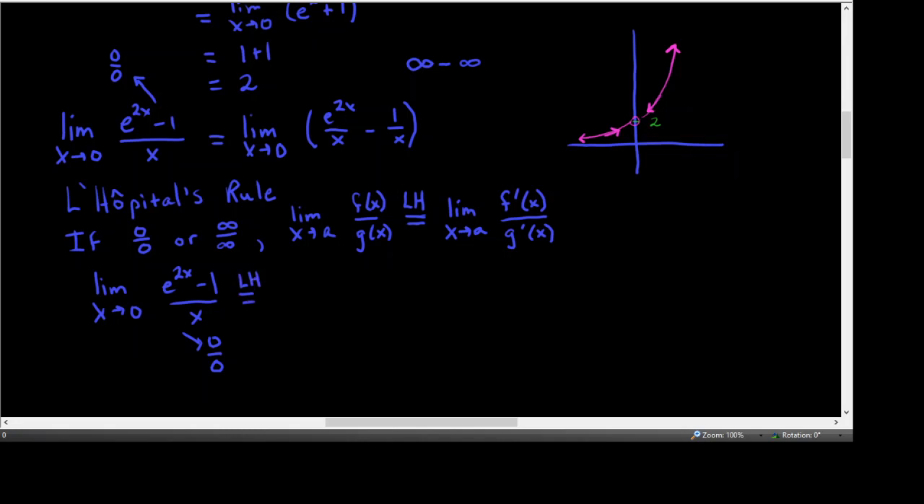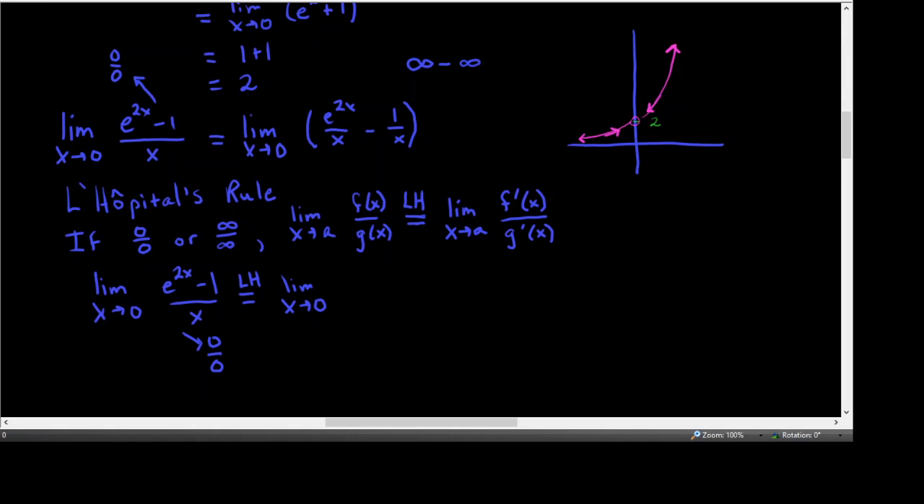So by L'Hopital's rule, this limit as x approaches 0 will now take the quotient of the derivatives of those two functions. So in other words, derivative of the numerator divided by derivative of the denominator.